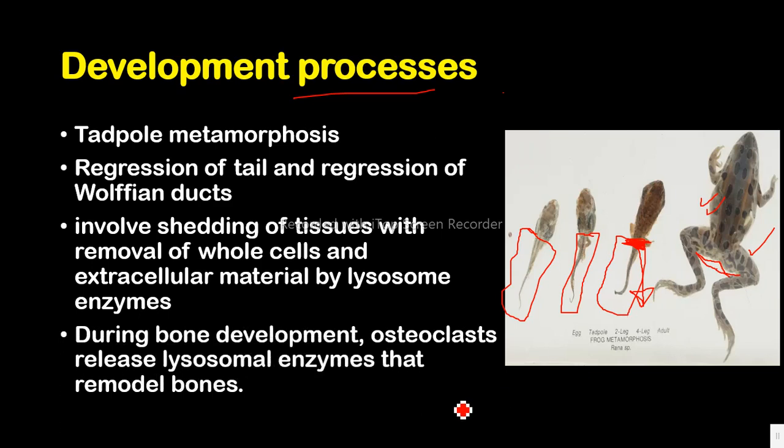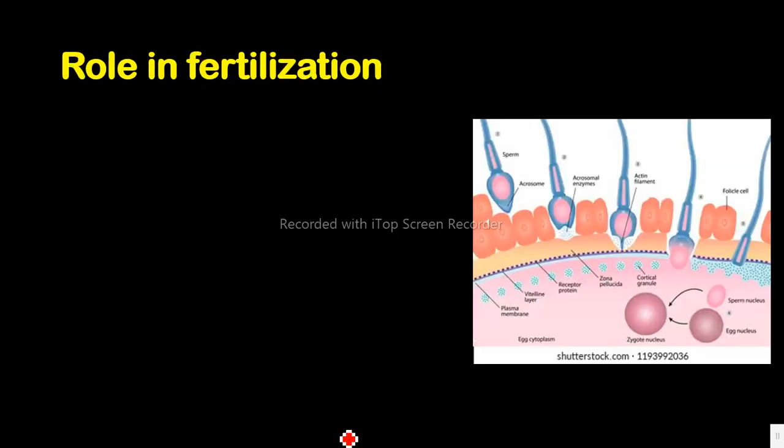Also in bone development, these lysosomes play an important part in modeling the bones. So you study ossification in histology. Also in fertilization, these vesicles play an important part. Actually, a very important part.